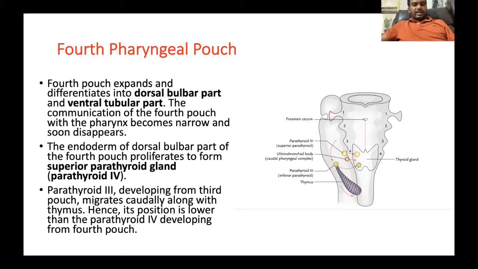The inferior parathyroid gland, developing from the third pouch, migrates downwards caudally along with the thymus. Hence, its position is lower than the superior parathyroid gland, which develops from the fourth pouch. So the third pouch gives rise to the inferior parathyroid gland, and this gland migrates downwards along with the thymus.